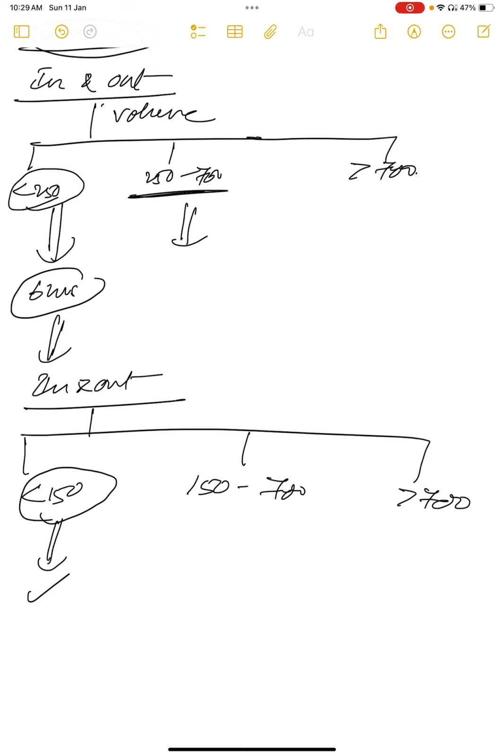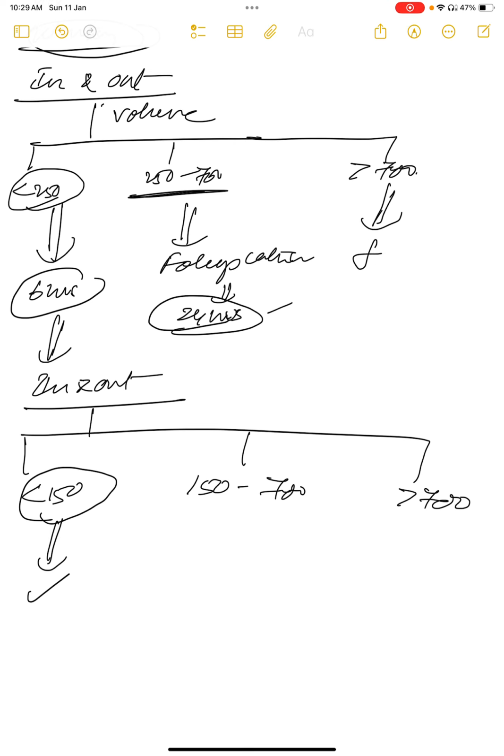again you'll insert a catheter, keep the catheter and encourage her to pass urine for 24 hours, then try after 24 hours. If it is more than 700, don't remove the catheter. Keep the catheter for at least 2 weeks and review after 2 weeks.